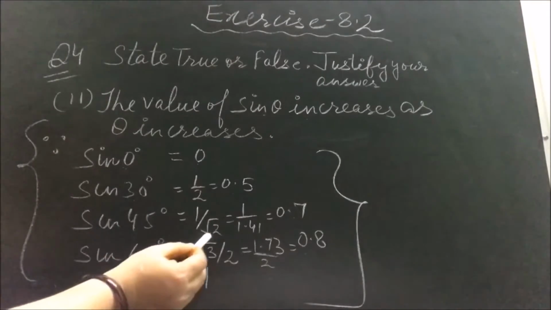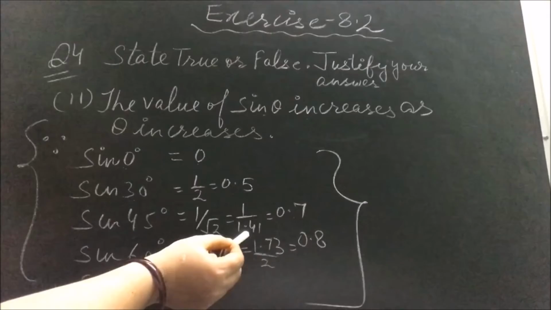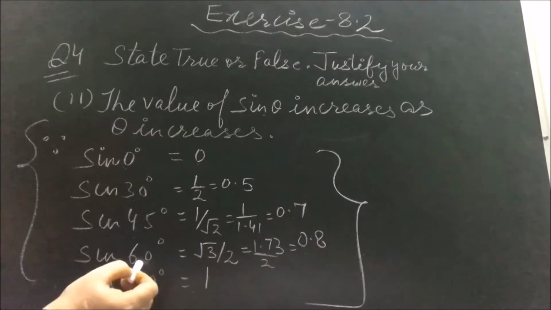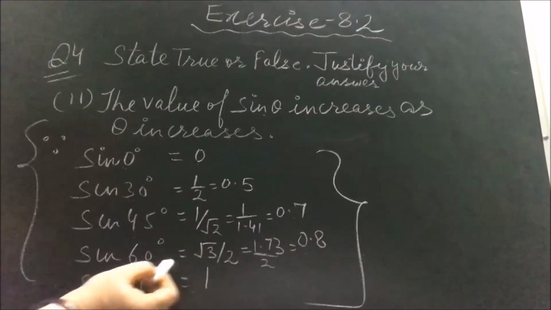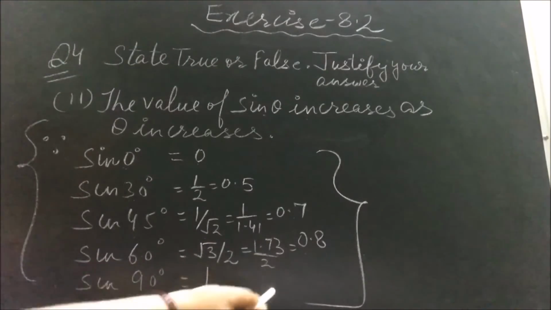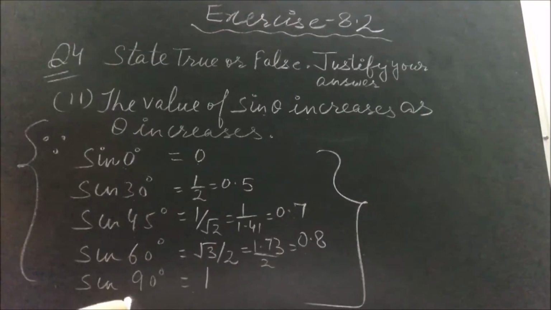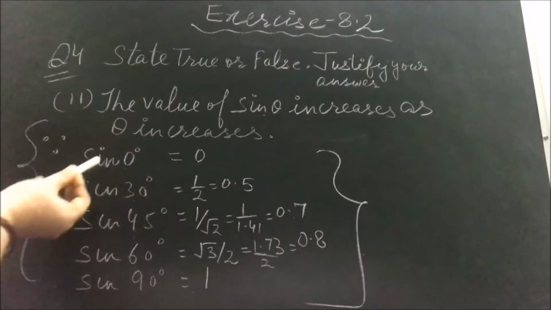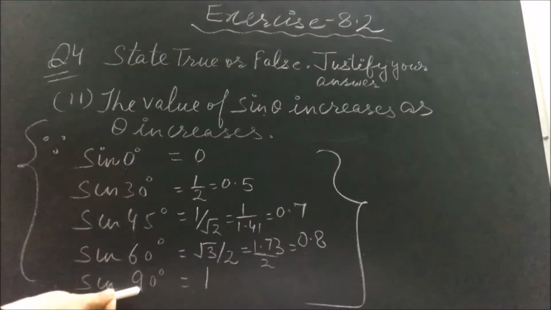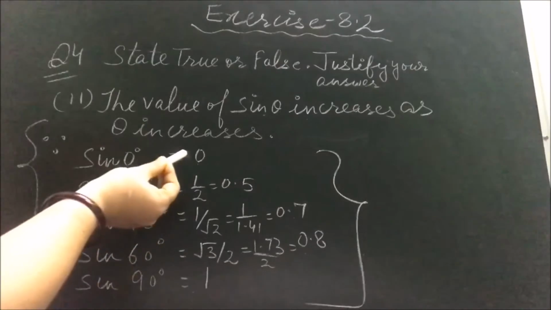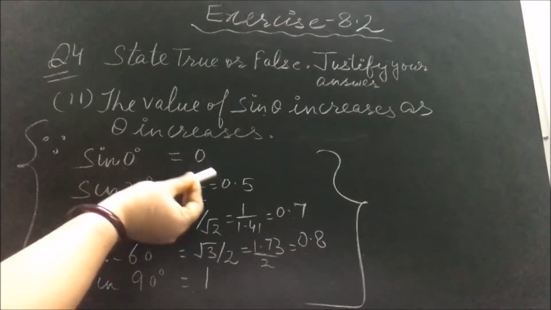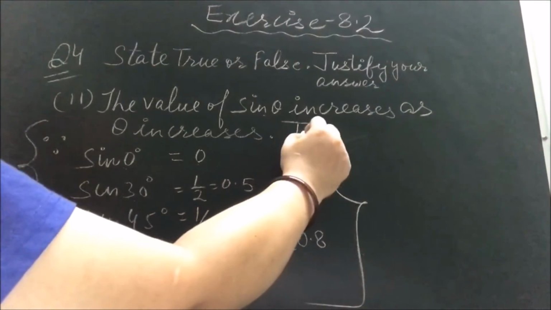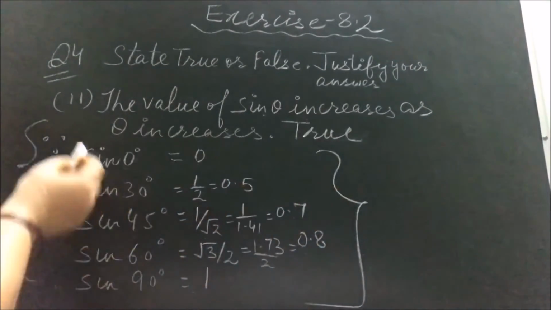Sin 45 is 1 by root 2, the value of root 2 is 1.41 approx and it will be 0.7. Similarly, you can find out the value of sin 60. You know the value of sin 60, root 3 by 2, that is 1.73 by 2, approx 0.8, and sin 90 is 1. So it is very clear that as the theta increases, 0, 30, 45, the values are also increasing, 0, 0.5, 0.7, 0.8 and finally 1. So it is true, and you have to give the reason.